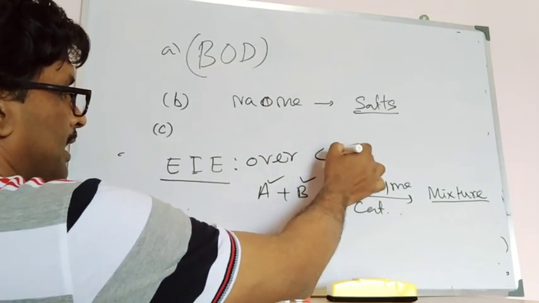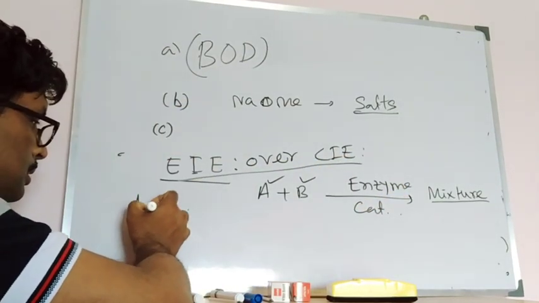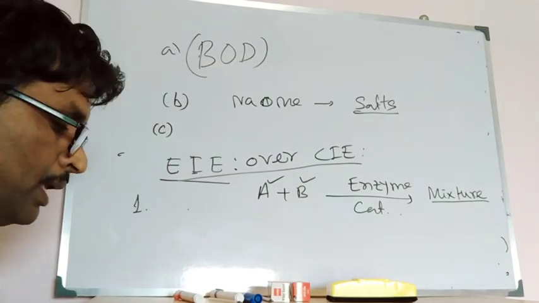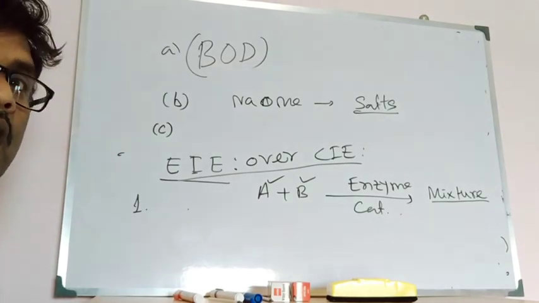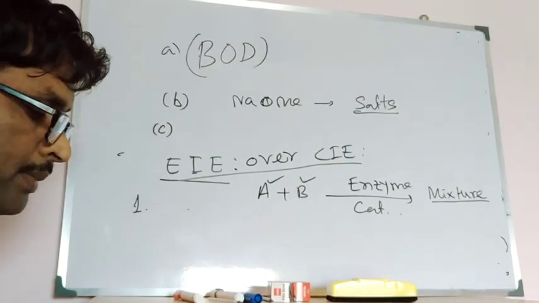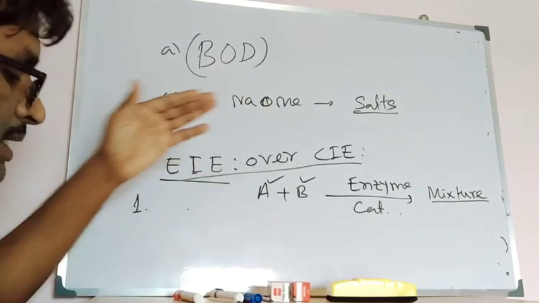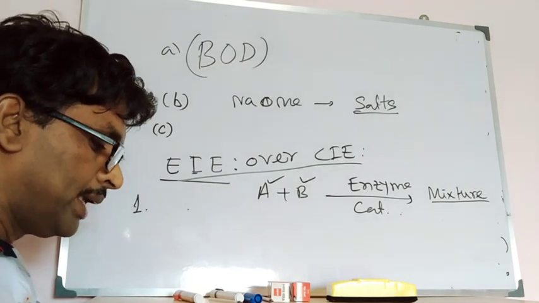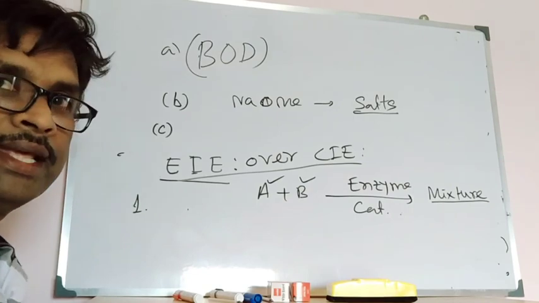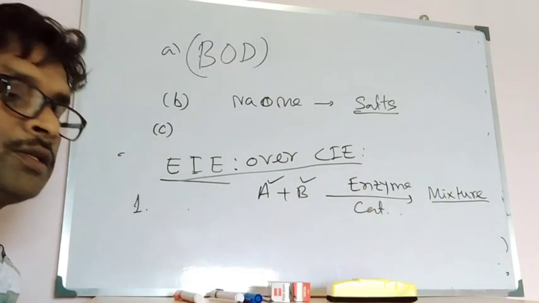Now the last part: what are the merits of EIE over CIE? There are three merits. First, no strong base is used in EIE, so there is no problem of using large amounts of water or acids, and wastewater treatment is much lower in EIE than in CIE. And no byproduct like soap or salt is produced, because the free acids do not react with the enzyme to give the corresponding salts, which happens in CIE.